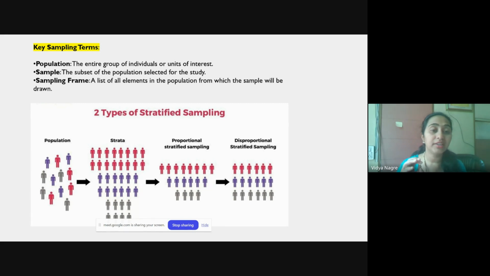Sampling is targeting only a selected group of people who will be in your capacity in order to arrive at the proper conclusions which would be applicable to your target group then. Your target group is the entire tribal people in India. But what would be your sample? Those 10 tribes which you have chosen here for the study. And sampling frame. What is sampling frame? A list of all elements in the population from which the sample will be drawn.